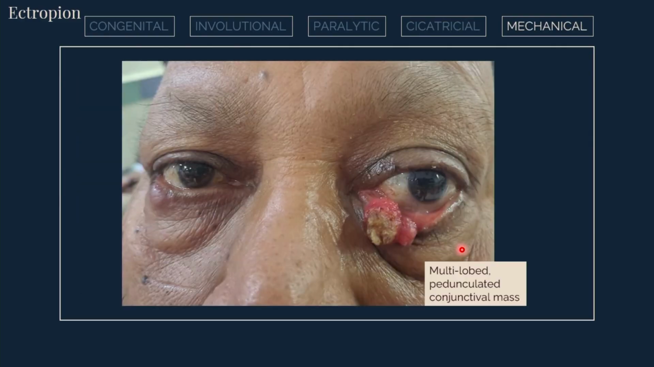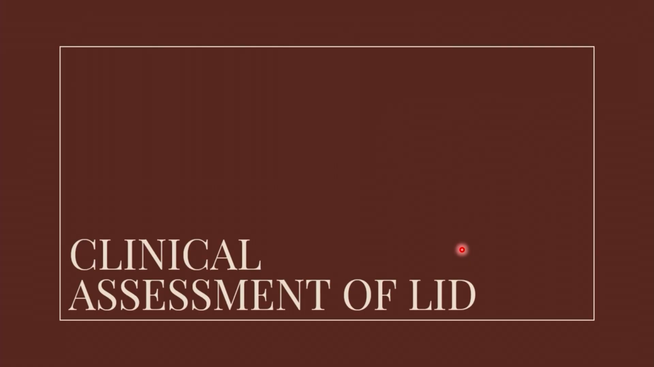The final variant is the mechanical ectropion. Here you can see basically the weight of any mass can cause movement of the lower lid away from the globe, as we can see here. So moving on to the clinical assessment.